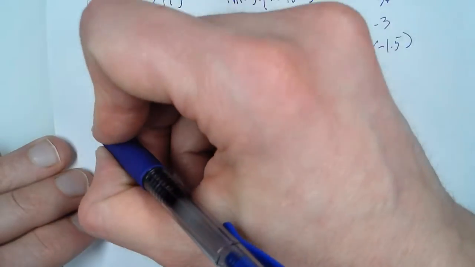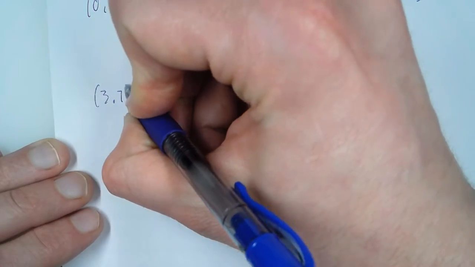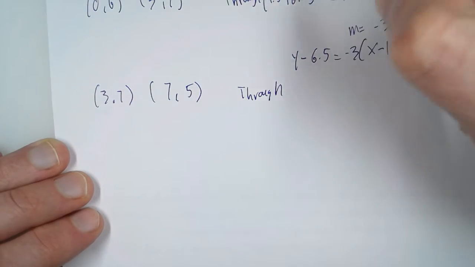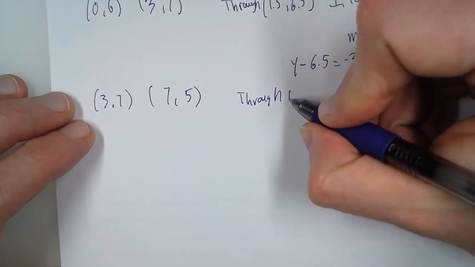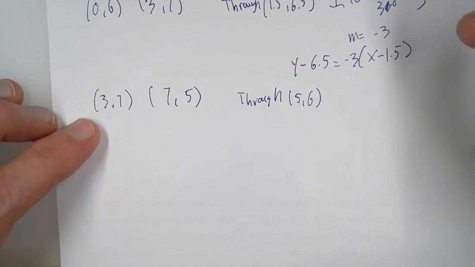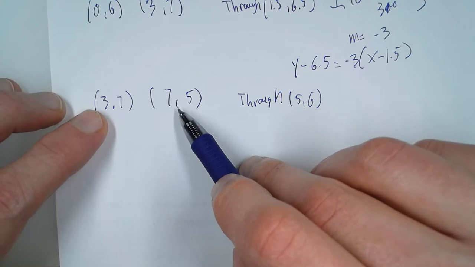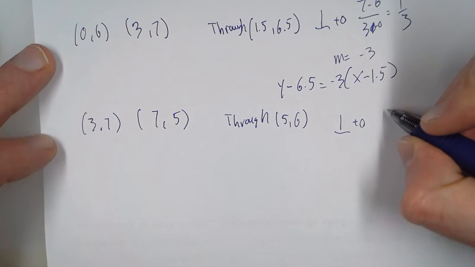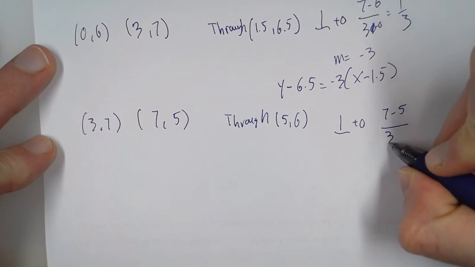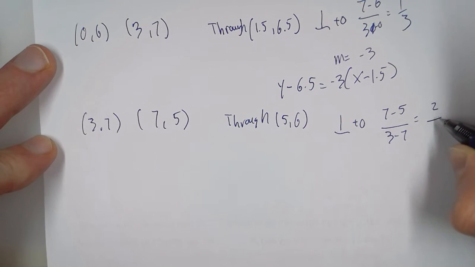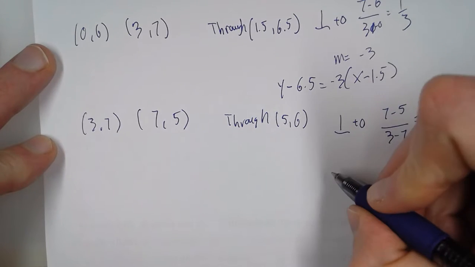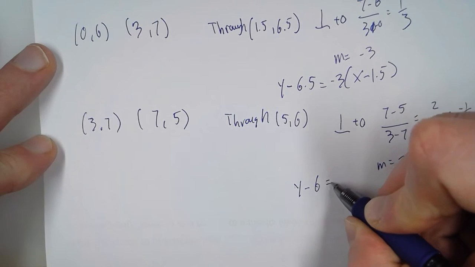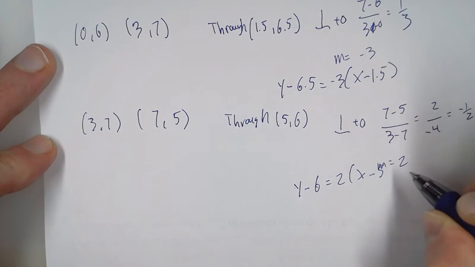And now for the other equation, I'll pick the other 2 points, (3, 7) and (7, 5). This is going to have its own perpendicular bisector. It's going to pass through (5, 6), because for 3 and 7 the midpoint is 5, and for 7 and 5 the midpoint is 6. Then it's going to be perpendicular to this slope. So it's 7 minus 5 over 3 minus 7. So 2 over -4, which is -1/2. So that means the slope that we want is +2. So y minus 6 equals 2 times x minus 5.